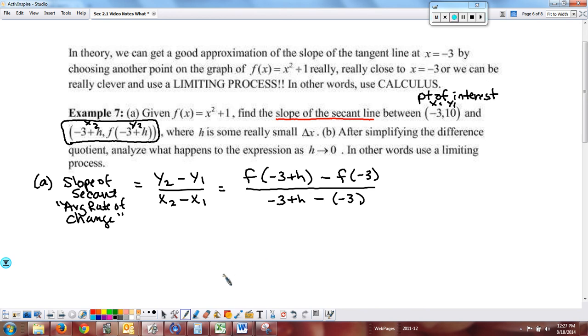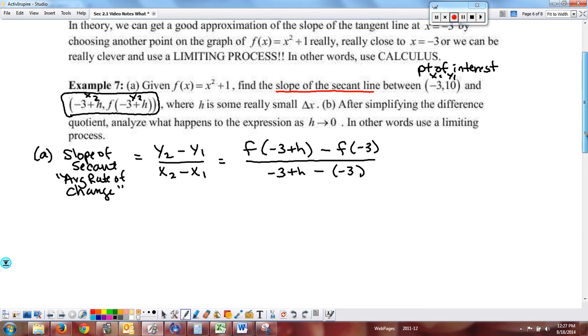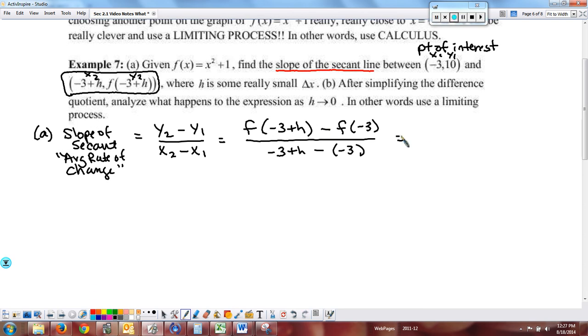So I'm going to do a little algebra now. I'm going to use this slope of the secant line in this generic form, and I'm going to calculate this. Remember that with function notation, we plug whatever is in the parentheses in for x. So that's going to give us negative 3 plus h squared plus 1. We're going to subtract your y value for the point at negative 3, which was 10, all over negative 3 plus h minus negative 3, which actually simplifies down to h.